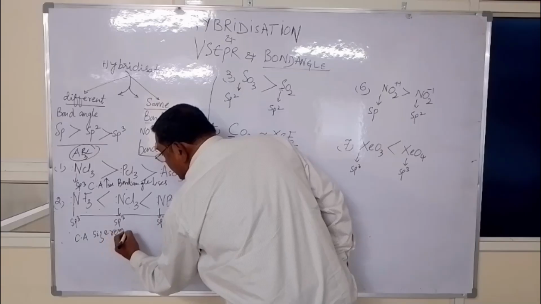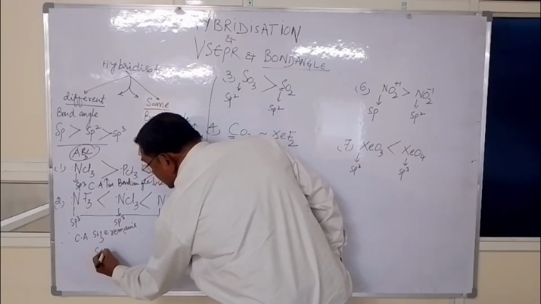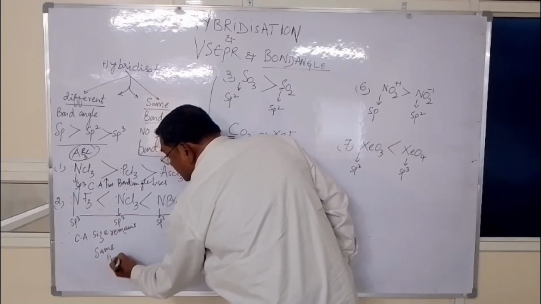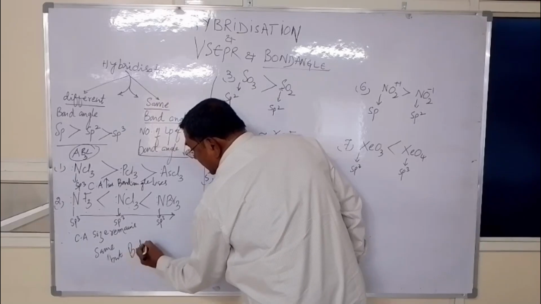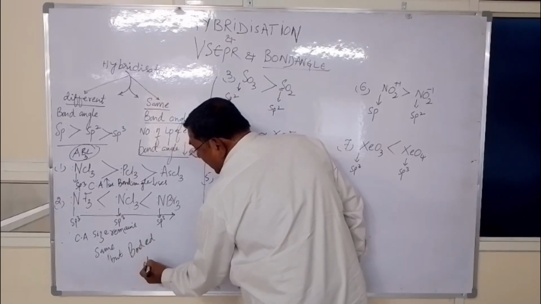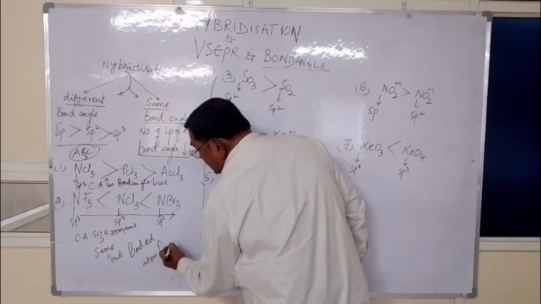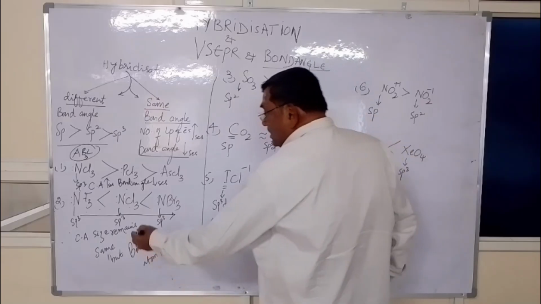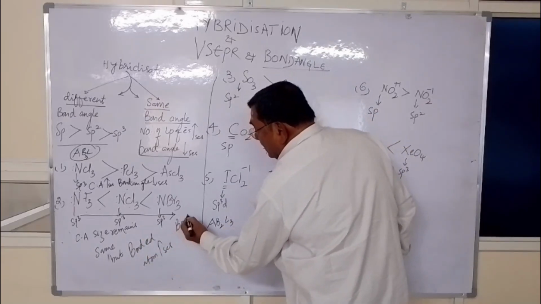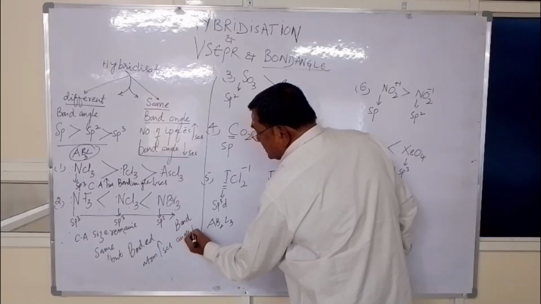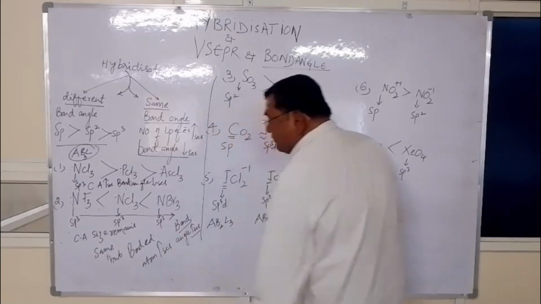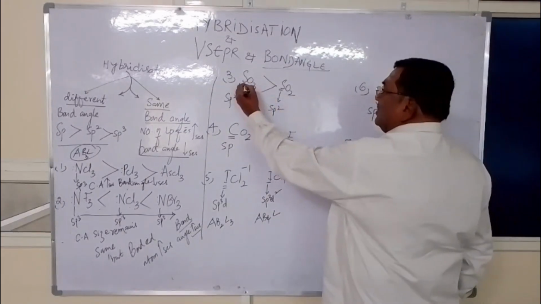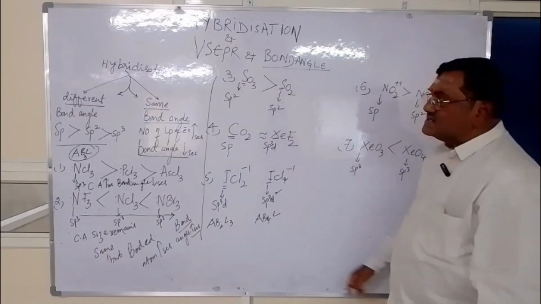The central atom size remains the same, but the bonded atom size increases. So when the bonded atom size increases, the bond angle also increases. It's a very simple way of learning this. And let's go through this. Sulfur dioxide. As far as sulfur dioxide is concerned, children.